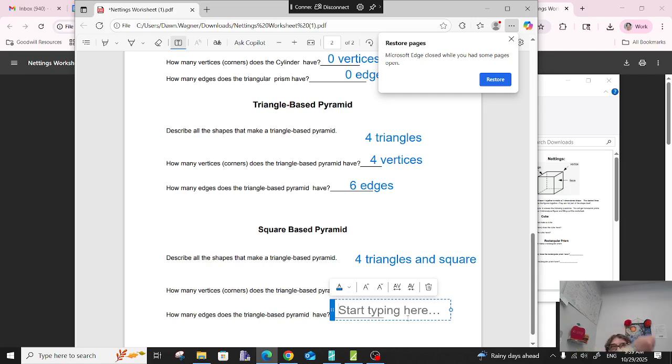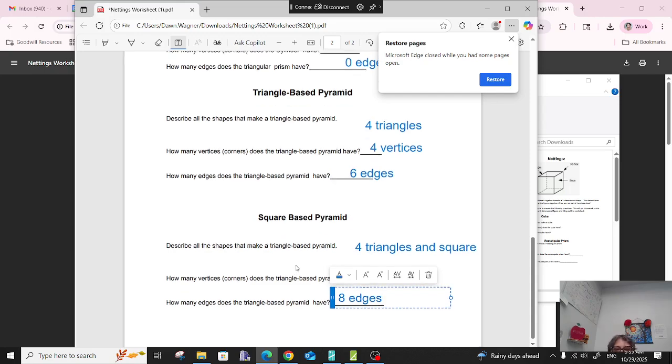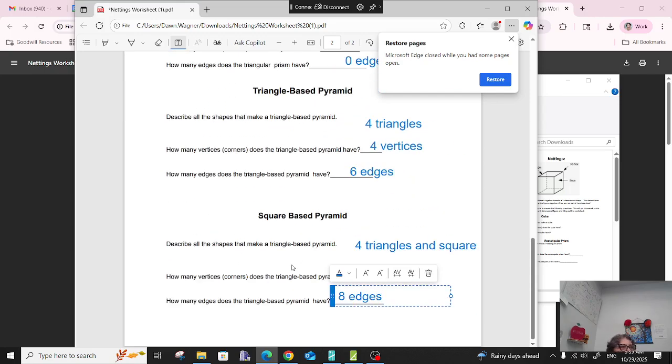Okay, how many edges does it have? 1, 2, 3, 4, 5, 6, 7. Is that what you had? Right. There's 4 on the bottom. 4, 5, 6, 7, 8. You are correct. 8. Okay. Is that it? That's it, right?